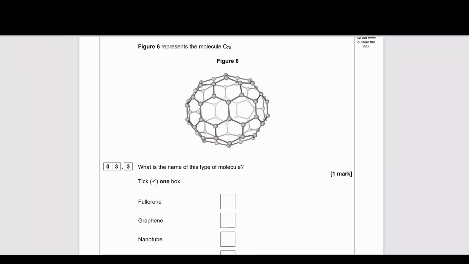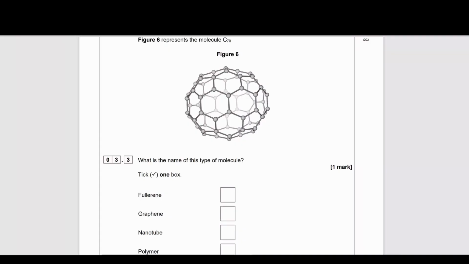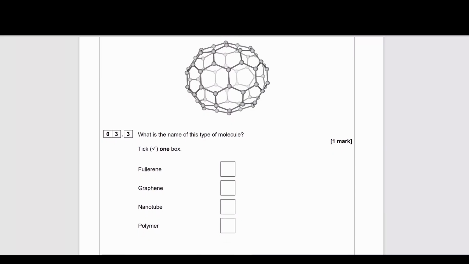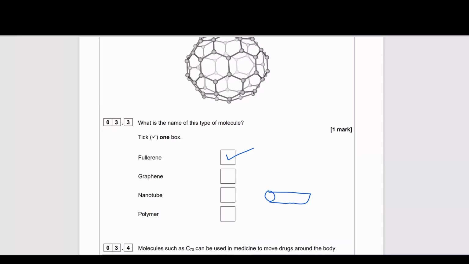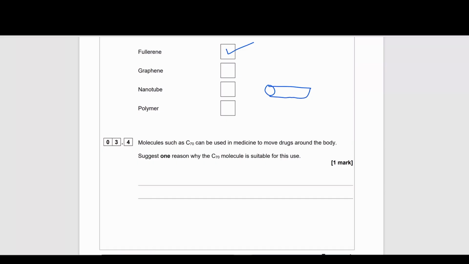Figure 6 represents the molecule C70. What is the name of this type of molecule? 1 mark. So recalling our structure, again, another giant covalent molecule here. So the correct answer should be fullerene, because graphene has different layers. A nanotube will be more in the form of a tube, and a polymer will be repeating units of monomers. So fullerene is definitely our answer here.